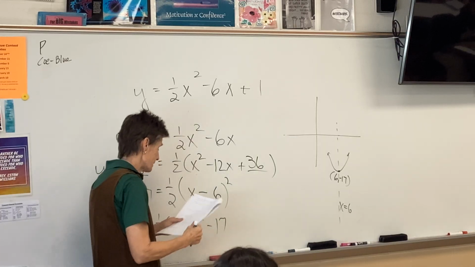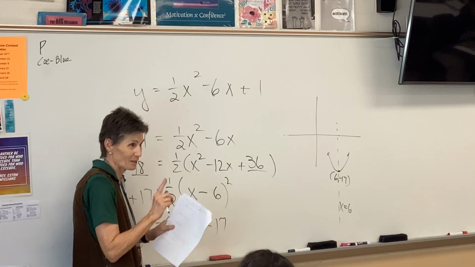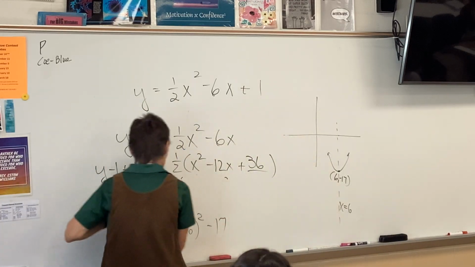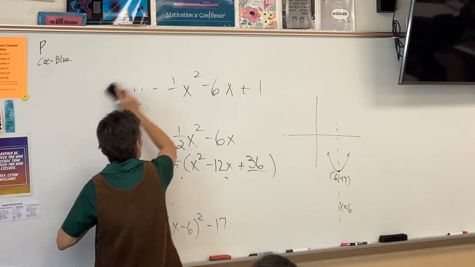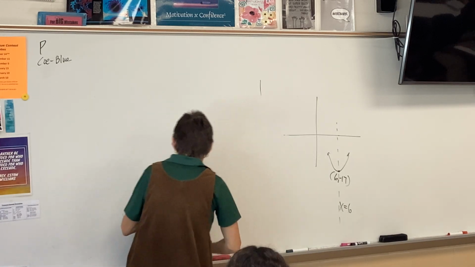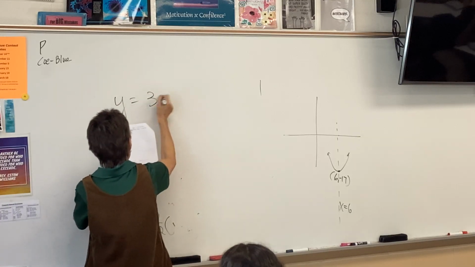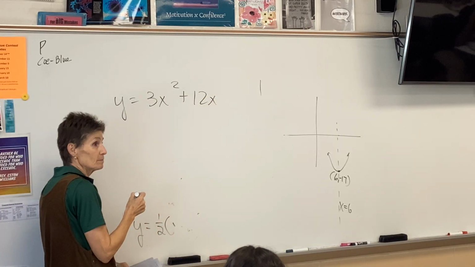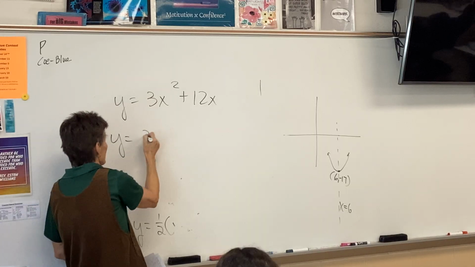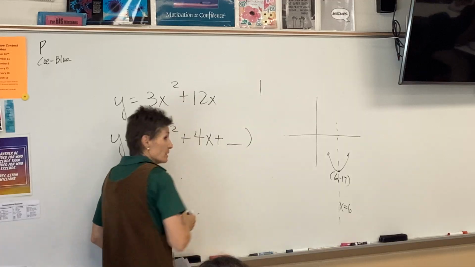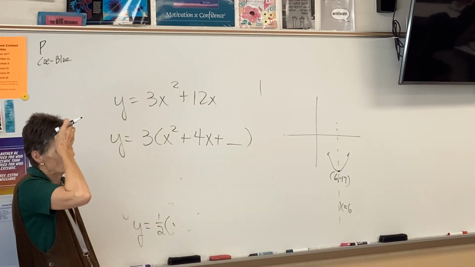All right, one more of these, and then next time I'm going to show you a little easier way to do it. One more of these, old fashioned. Wrong way, here we go. y equals 3x squared plus 12x. No number to move. So I'm going to start by factoring out the 3 and figuring out what I have to add. Would you agree with that?